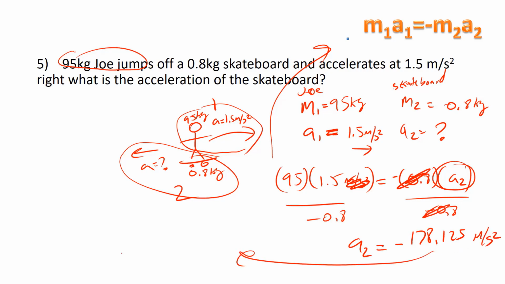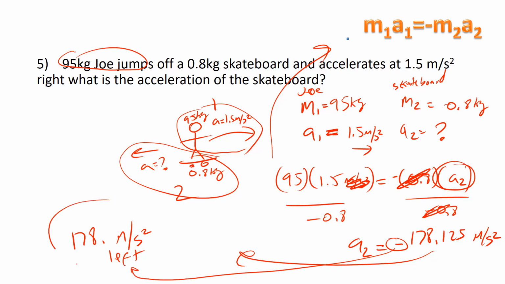Now we want to finalize that answer. 178 point, let's just go ahead and round it to 178 meters per second squared. And this is going to be to the left. Once again, this negative symbol right here turned into left in our final answer.